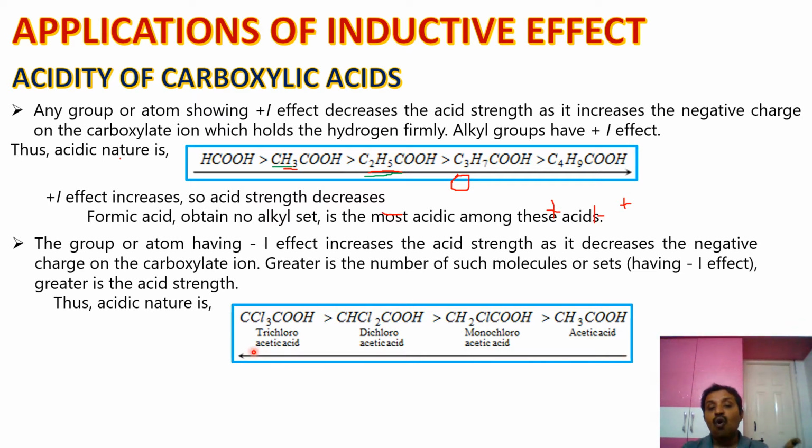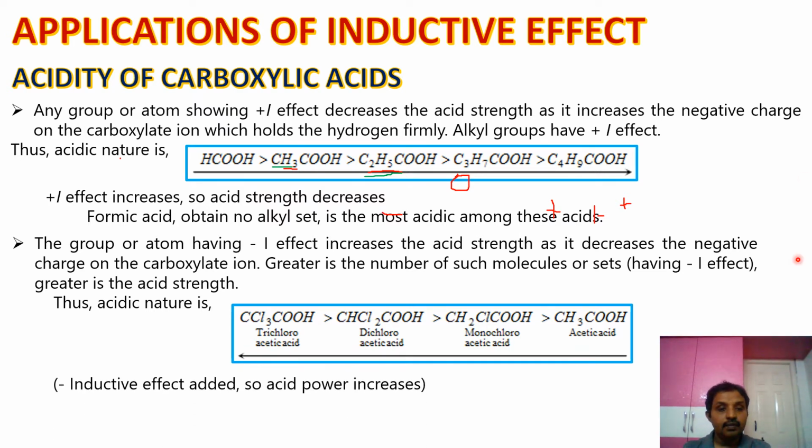Whereas with the introduction of chlorine atoms on the methyl group, the chlorine atoms act as electron withdrawing groups. As the number of chlorine atoms increases on the alpha methyl group, the acidity increases. That is, as the electron withdrawing group increases, acidity increases. So the minus inductive effect is added, so acid power increases.